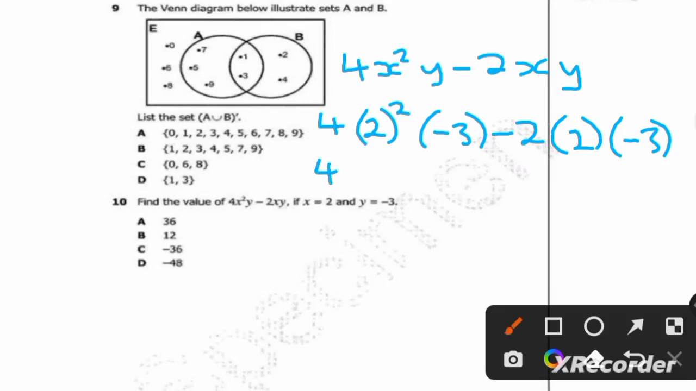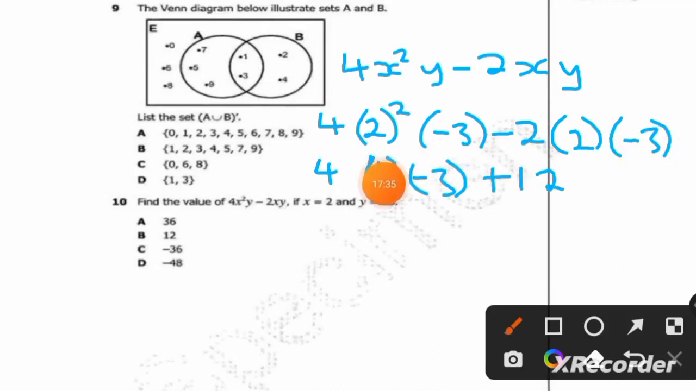2 to the power 2 is equal to 4. Here we have negative 3. So here we are going to say negative 2 times 2 is equal to negative 4. Negative 4 times negative 3 is equal to positive 12.